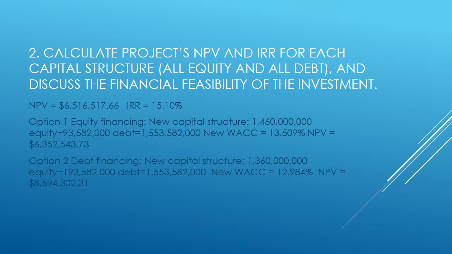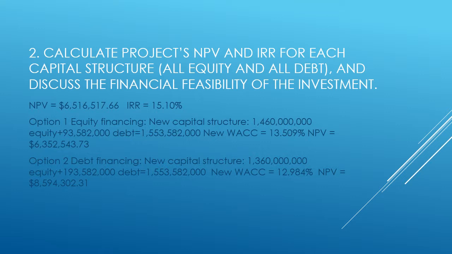In calculating the project's NPV and IRR for each capital structure and discussing the financial feasibility of the investment. Basically, the cash flow at year zero is negative 100 million, and the cash flow for years 1 through 10 equals 20 million. The cost of capital equals 13.47%. Net present value is over 6.5 million, and the IRR is 15.1%.